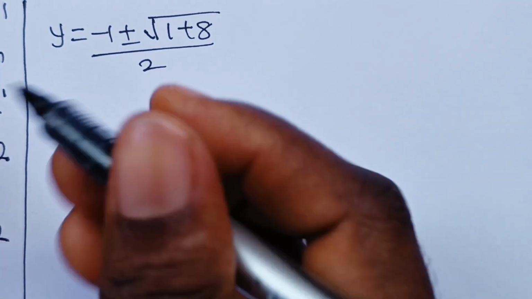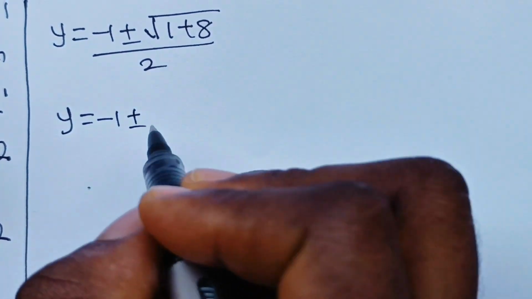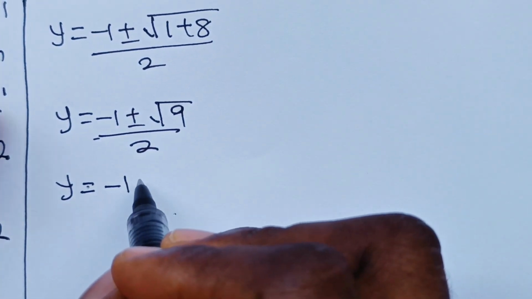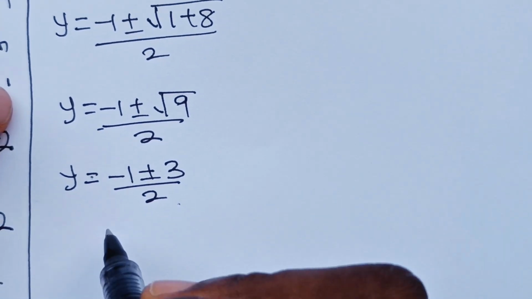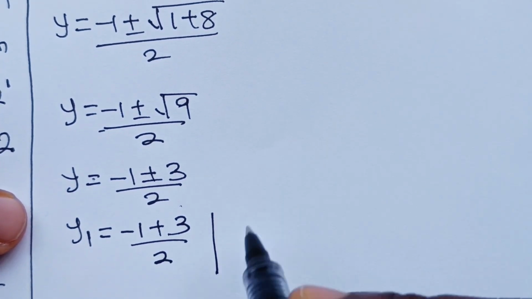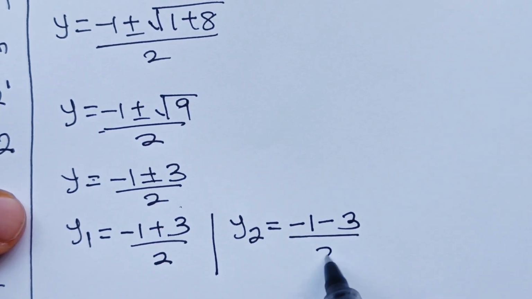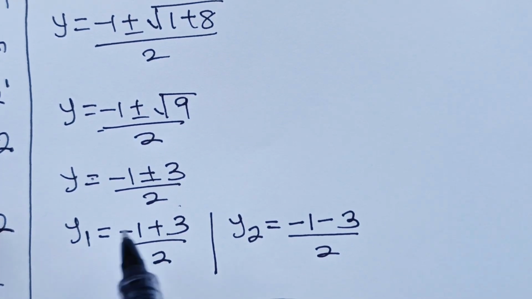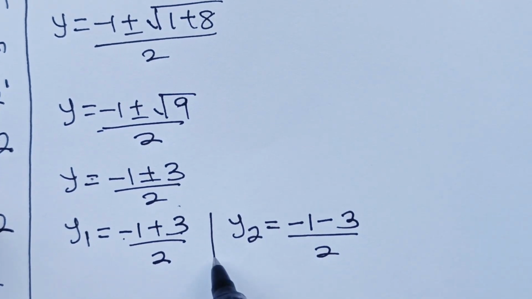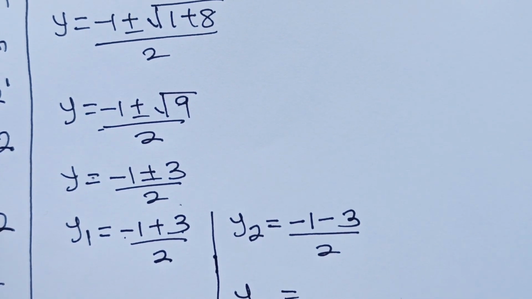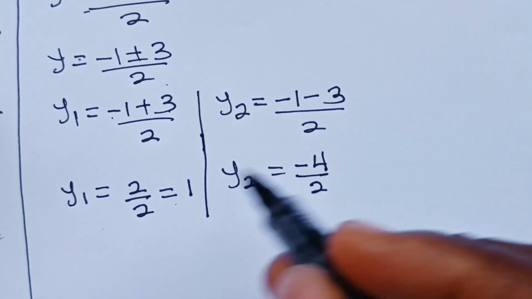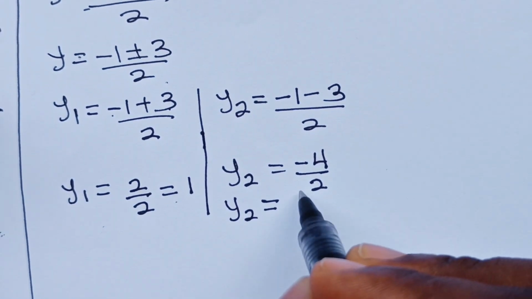Therefore, we can write that our y is equal to minus 1 plus or minus the square root of 9 divided by 2. So y is equal to minus 1 plus or minus 3 divided by 2. That means we have two values of y, right? y1 is minus 1 plus 3 divided by 2, and y2 is minus 1 minus 3 divided by 2. Now, solving the first value, y1: 3 minus 1 gives us 2, and 2 divided by 2 gives us 1. The second value, y2, is minus 1 minus 3, which gives us minus 4, divided by 2.